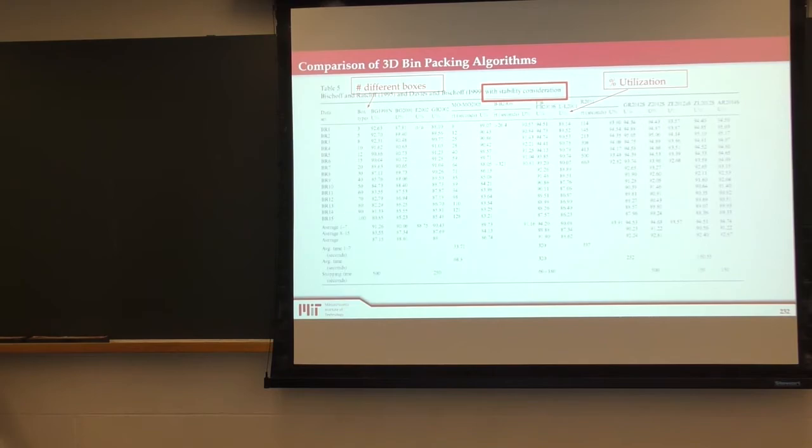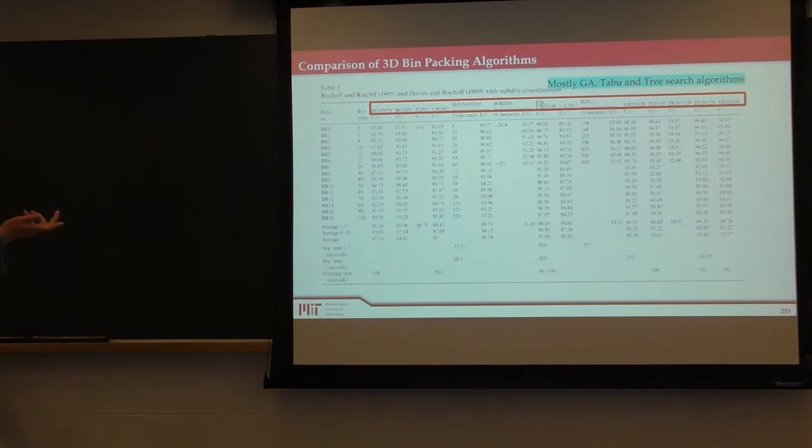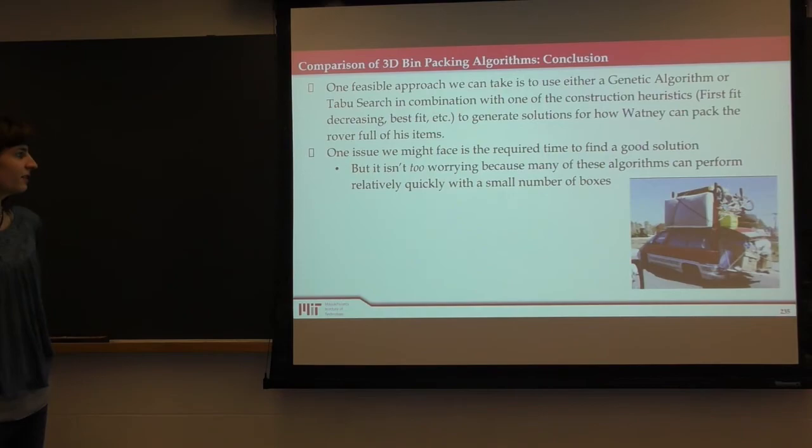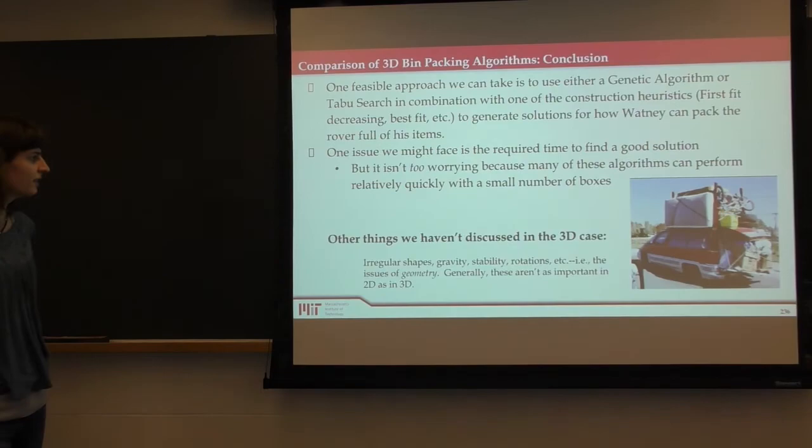This is mostly genetic algorithms, taboo search, and tree search. We haven't discussed the last two. But we could use a 3D bin packing problem potentially for Mark Watney's problem. This might require some time to find a good solution, but it isn't too worrying because, as we see from the benchmarks, these algorithms, if put together well, can find a decent solution given a fairly small number of boxes.